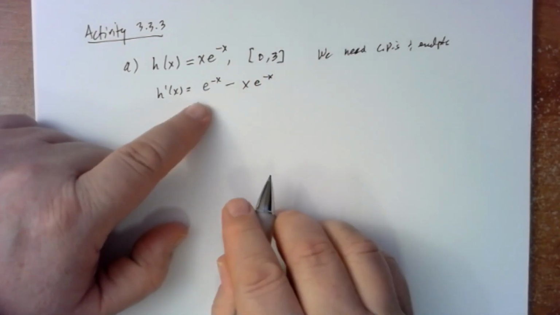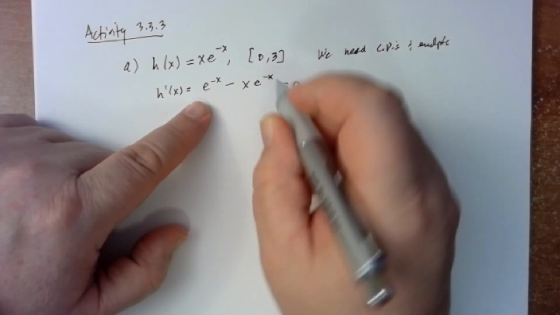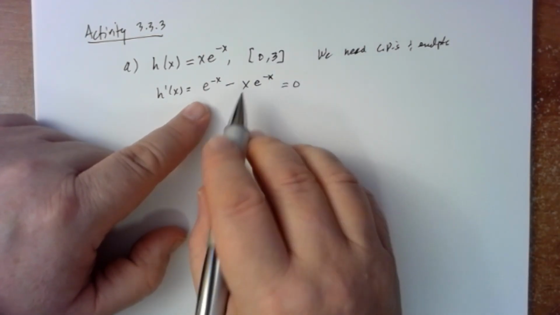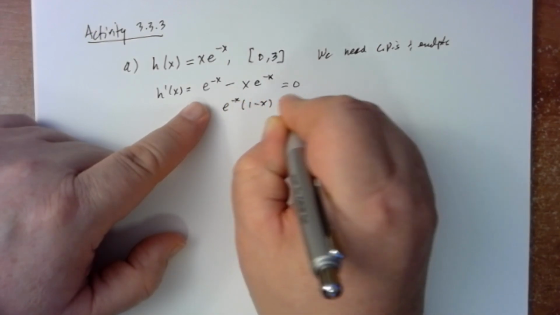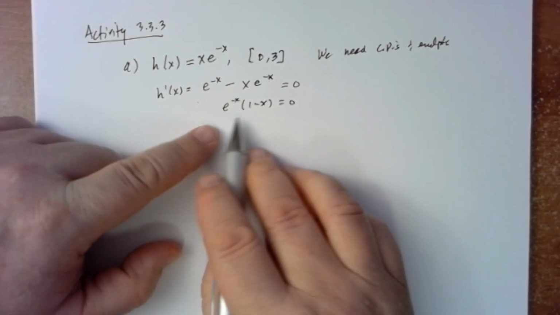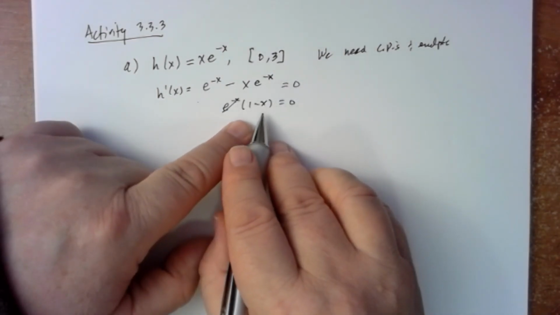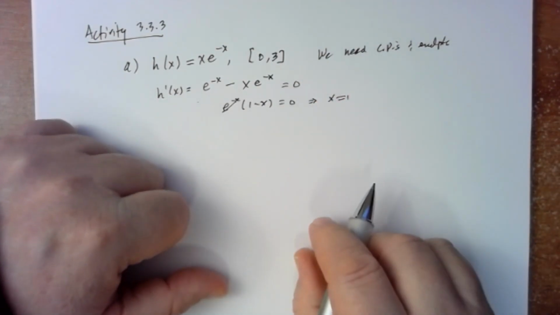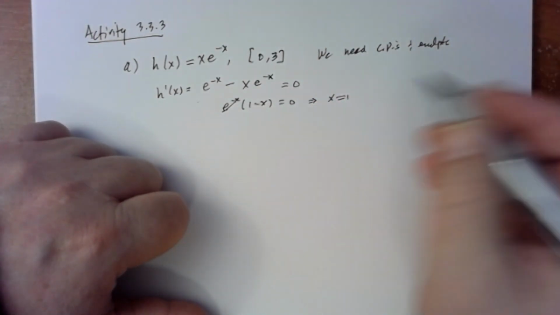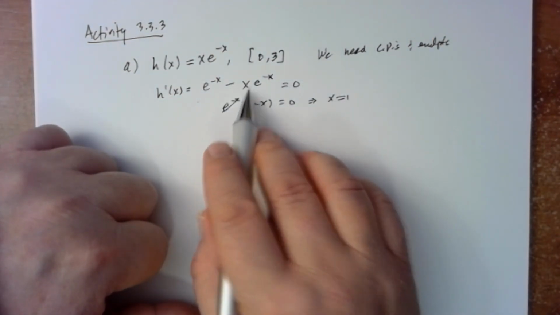Okay. Good. Now when I set that equal to 0 and solve, I can factor out the e to the minus x here. Good. E to the minus x is never equal to 0. So therefore the only way this is equal to 0 is if x is equal to 1. Good. And now that's the only critical point, right? Because this function is always defined, so there's no place where it doesn't exist.